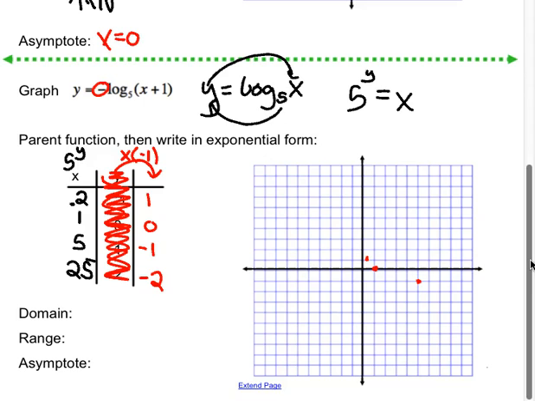All right, one last thing for this one. You have to remember to shift everything left 1. So every one of these points is going to shift to the left 1. And remember, that is also responsible for shifting my asymptote left 1. The asymptote shifts with the x's. And now, of course, I need to draw my graph. I need to connect the points.